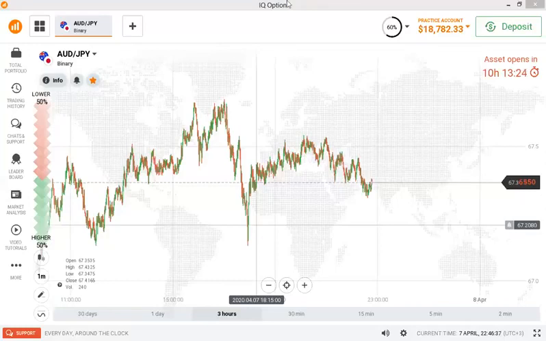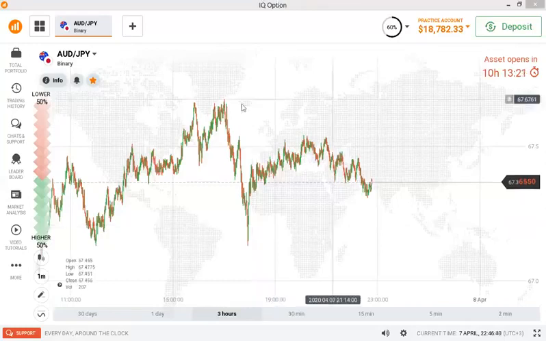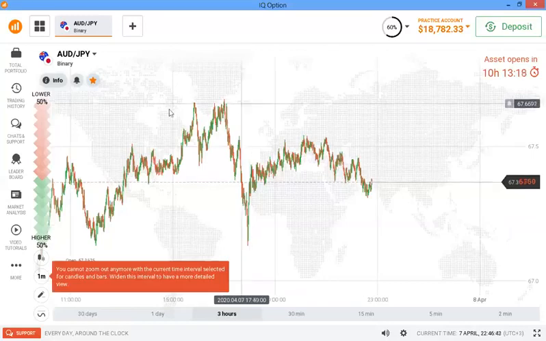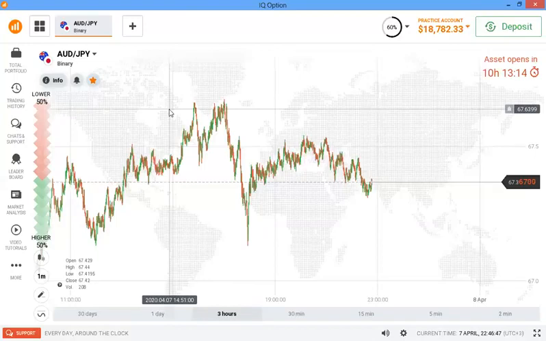Okay, now about the SNR levels, how to draw the perfect SNR levels. When you want to draw perfect SNR levels, just check where the market is heading to. Check the trend and check the levels. So the main point is how to draw levels.